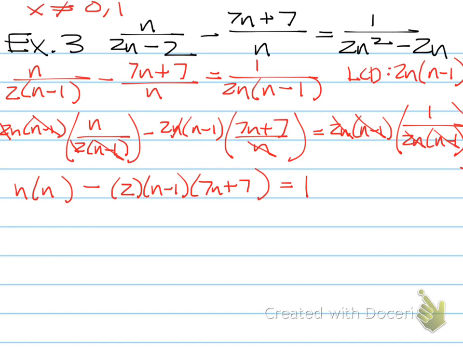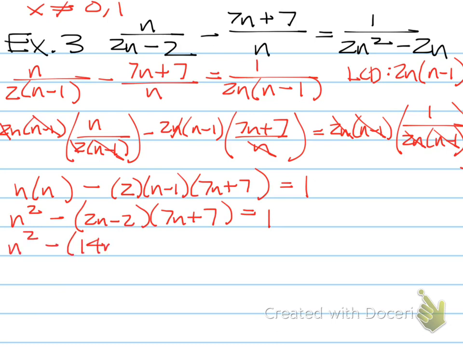Multiply, simplify both of those terms. N times n is n squared. When I multiply 2 times n minus 1, I get 2n minus 2. Multiply those two, and we get 14n squared minus 14. Distribute the negative to the parentheses.